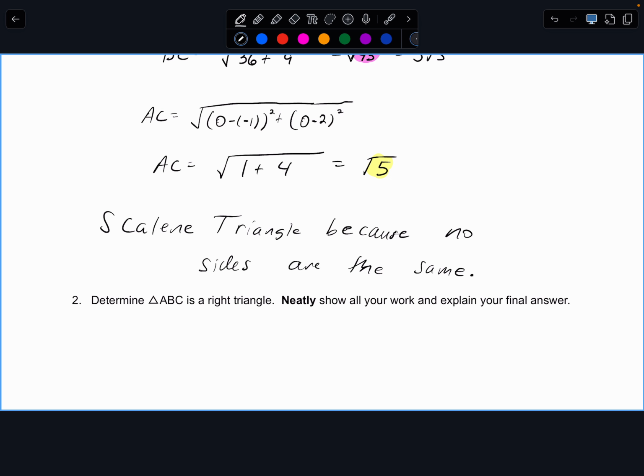Okay, any questions so far on determining the classification by side lengths? Okay, so now we're going to determine in number 2 if this same triangle, ABC, is a right triangle. So what do we know if it's got to be a right triangle? What has to be true?